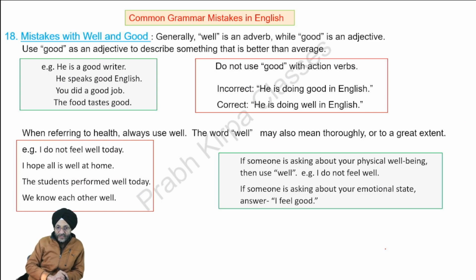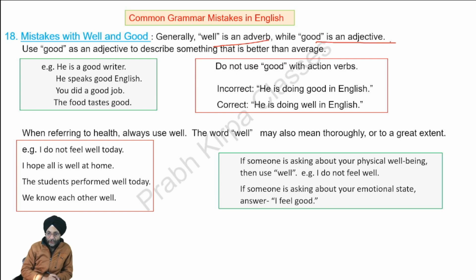Next, sometimes we get confused whether we should use the word well or good in a sentence. Generally, well is an adverb, good is an adjective. Good as an adjective is used to describe something that is better than average. He is a good writer, that is above average. He speaks good English. You did a good job.